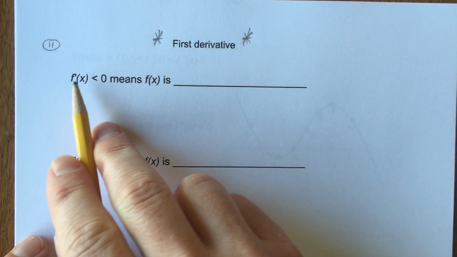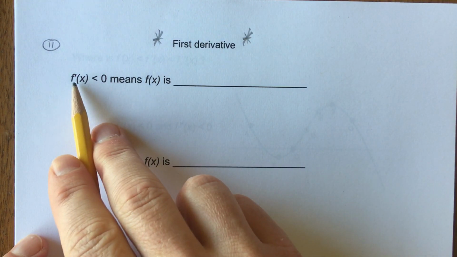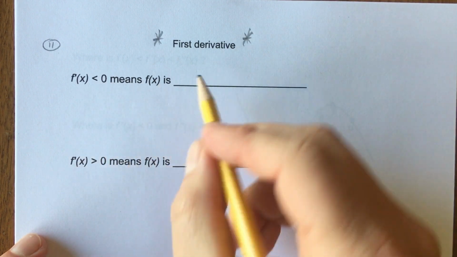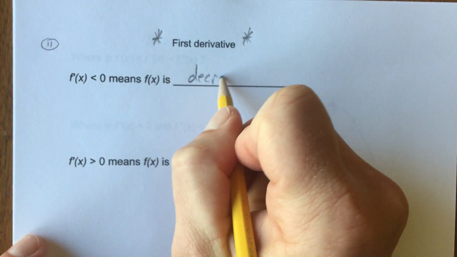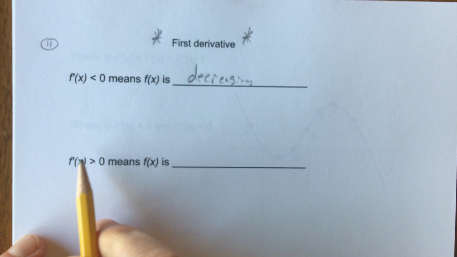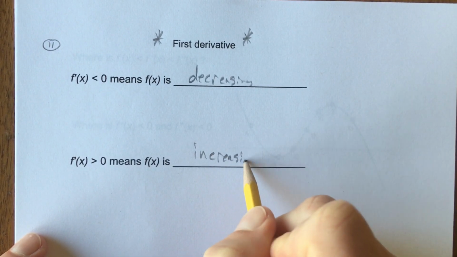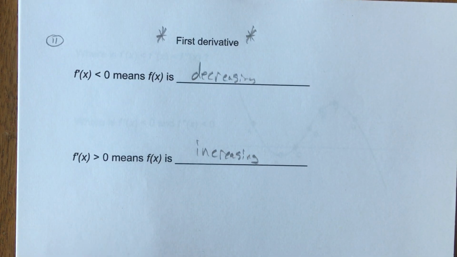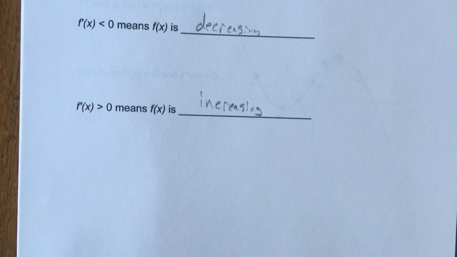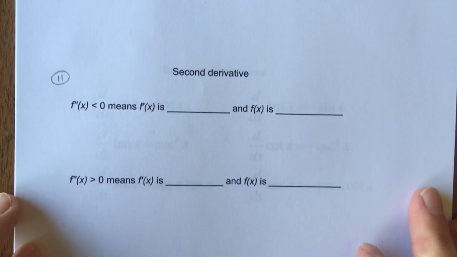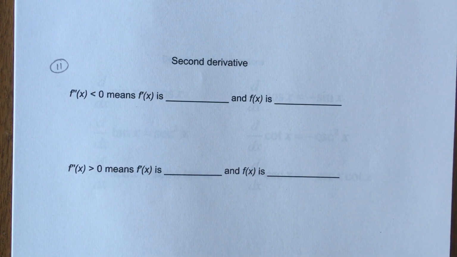Okay, so if the derivative is negative, that means our function is decreasing. And if our function's derivative is positive, it means our function is increasing. Again, that's something they're going to ask you about for sure. I would make sure that's somewhere close by in case for some reason you forget. Let's do the second derivative. Take a pause and see if you can fill these in.